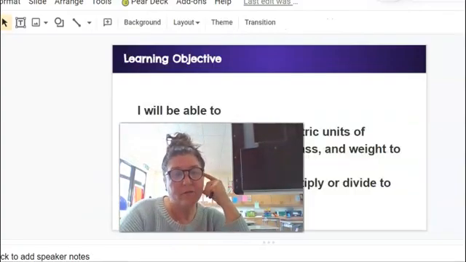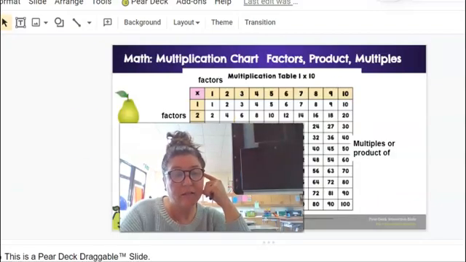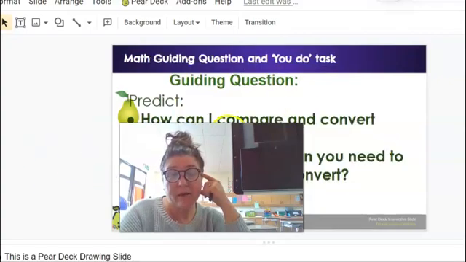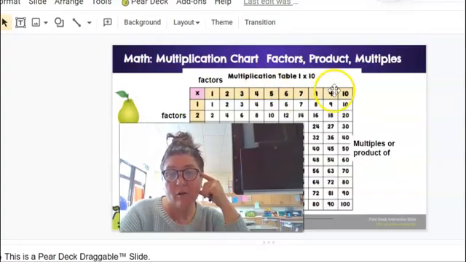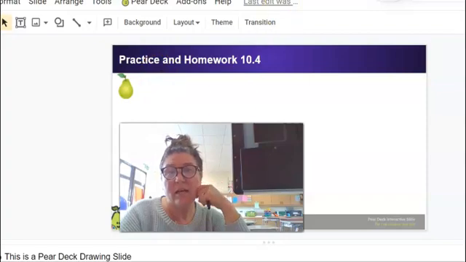All right, by the time this is over, you're going to be converting. Customary is United States. Metric is pretty much everywhere else. You need to be able to compare and convert them. How much is more, how much is less. Remember, on your multiplication tables, everything around the outside are your factors, and everything on the inside is your multiples, your products. All right, so let's take a look at our homework.